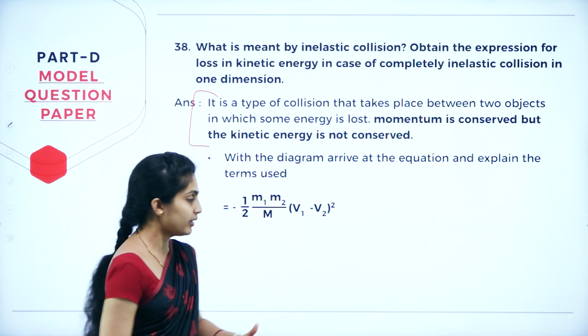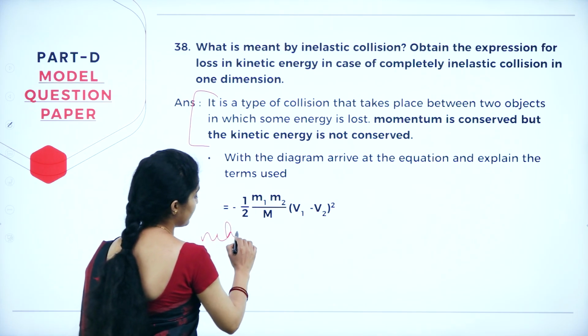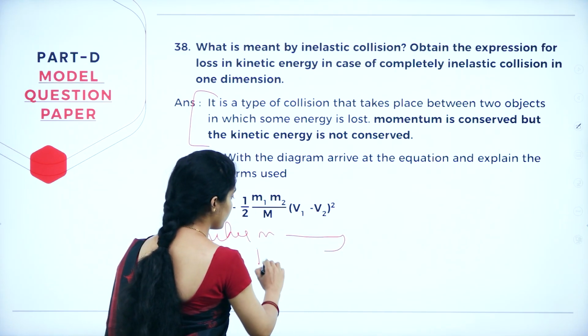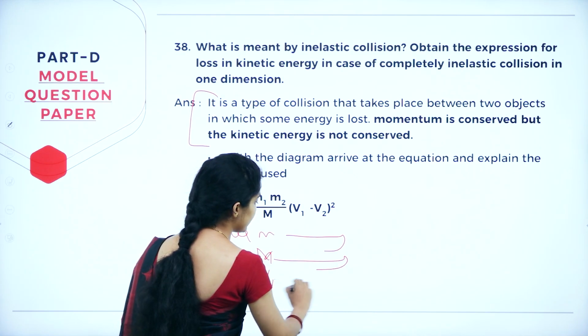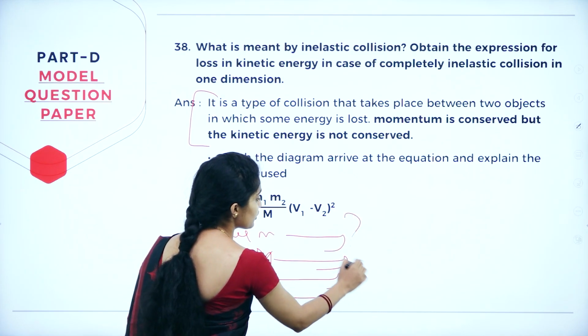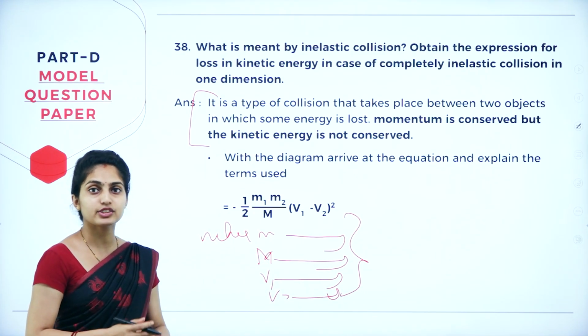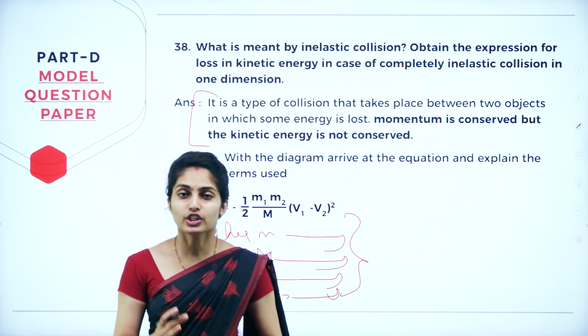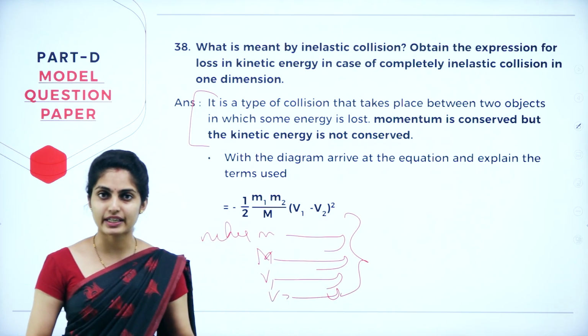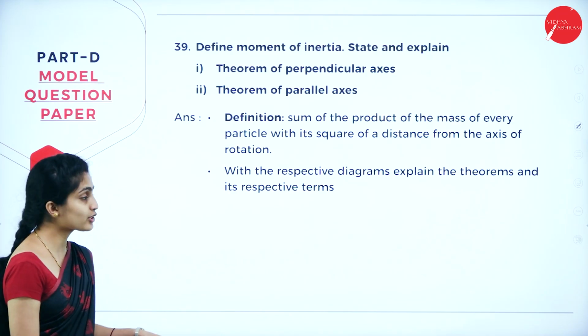What is meant by m? So you can just write like where m is so and so, capital M is this part, v1 is this part, v2 is this part. So these are like how you explain the terms for each and every condition. So that's all about this question which carries 5 marks. Now let us move to the next question.